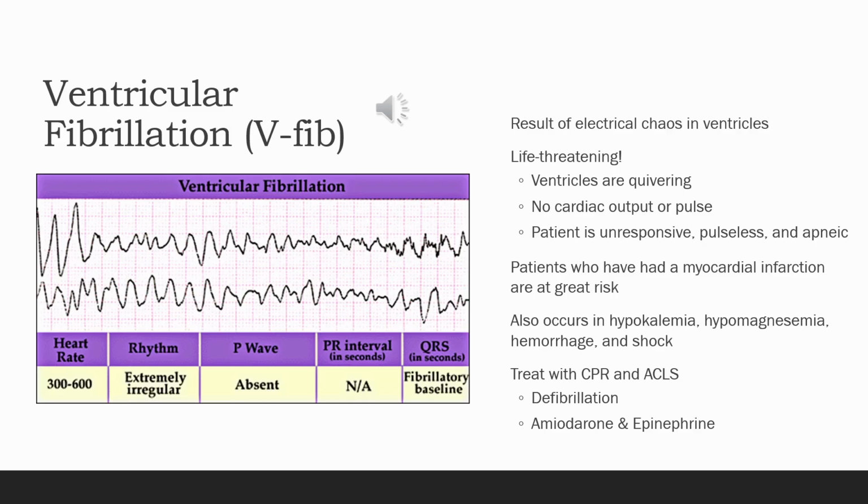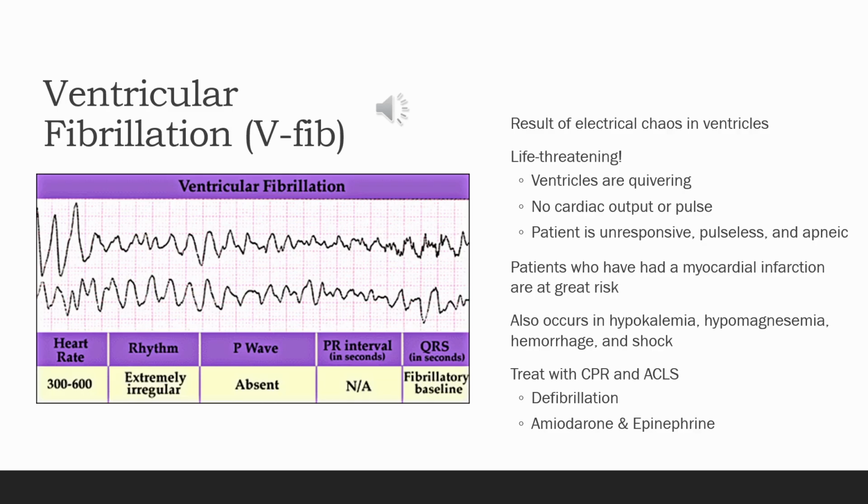So now let's talk about what VFib looks like on an ECG. Looking at this ECG, you'll notice that it's just a completely chaotic rhythm. There are no discernible P waves, PR interval, or QRS complexes. Essentially, it just looks like someone scribbled across the ECG strip. It's random and irregular waveforms. The heart rate is essentially 300 to 600 beats per minute, but it's not actually producing any meaningful contractions.